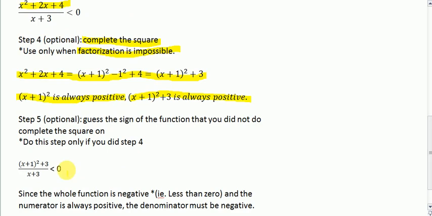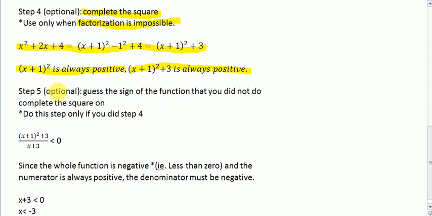Step 5 is also optional. You only do step 5 if you did step 4, meaning complete the square. In step 5, we will guess the sign of the function that you did not complete the square on. In this question, you only completed the square on x squared plus 2x plus 4. You did not complete the square on x plus 3. So we will need to guess the sign of x plus 3.